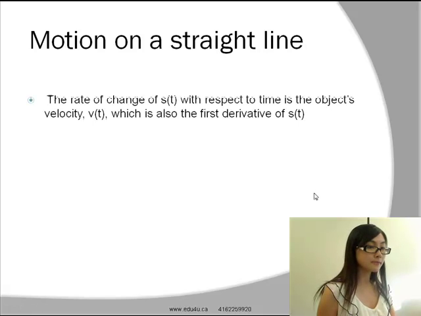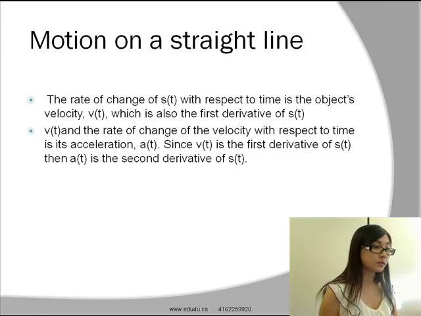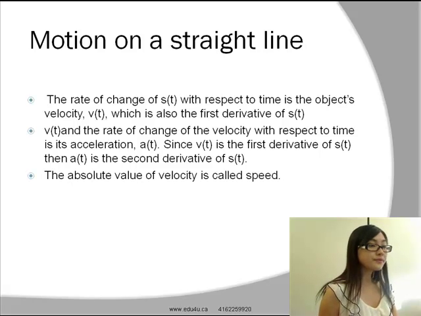Now let's take a look at motion on a straight line. The first derivative of s of t, keeping in mind that s of t is the distance with respect to time, would be v of t, which is the velocity with respect to time. The second derivative of s of t will be a of t, being the acceleration with respect to time. The absolute value of velocity is called speed.